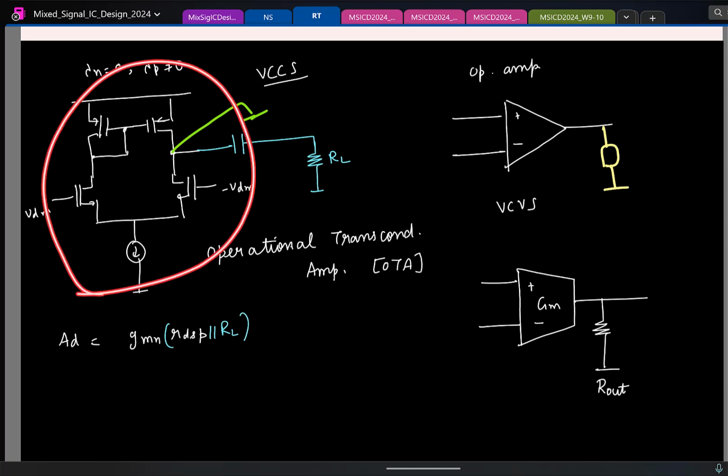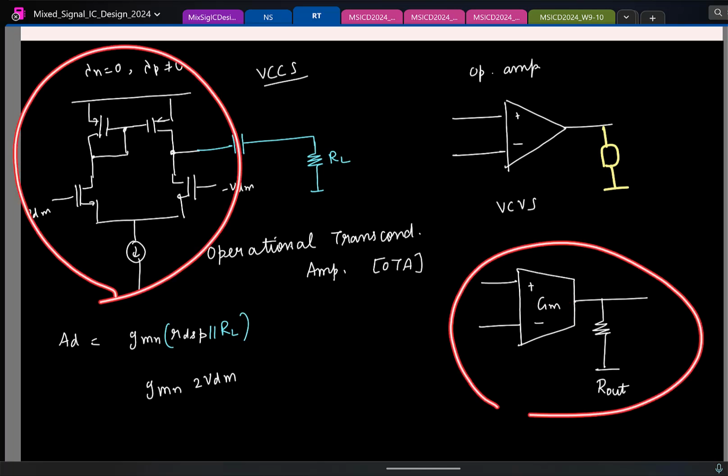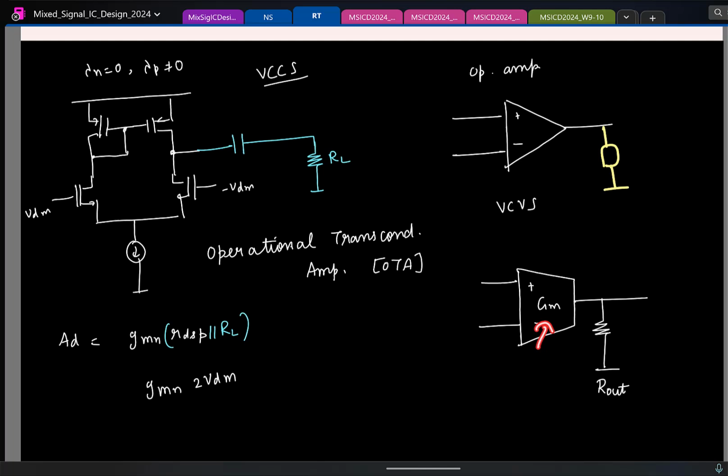So in our 5 transistor op amp, or this OTA, if I find the short circuit current, what was that equal to? Yes, 2I1, but what was I1? GMN times 2 times VDM was the current. So I'm trying to find the transconductance of this thing, that is, I want to model this like this. The simplest test setup is that you apply a voltage here and you short circuit the output. What will be the current that will flow?